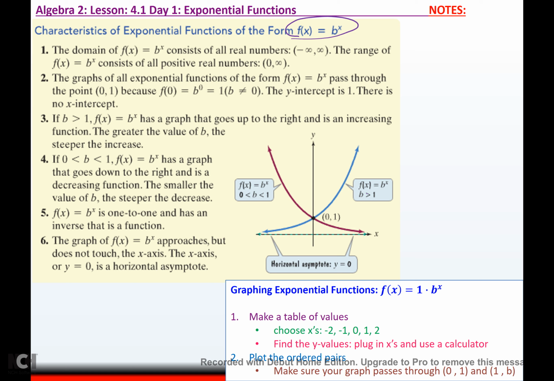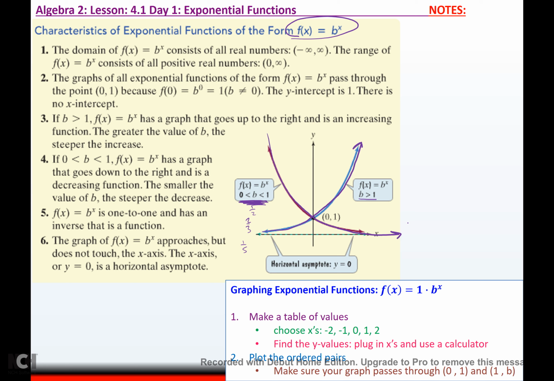Also, if your base is greater than 1, and remember, base can't be negative ever, but if it's bigger than 1, like 5 or 1.8 or 2.7, then you're going to have what we call an exponential growth function, which means it heads up towards the right. If your base is between 0 and 1, like 1/2 or 2/3 or 1/5, I don't mean negative, I mean between 0 and 1, then you're going to have what we call exponential decay, and it comes down to the right.